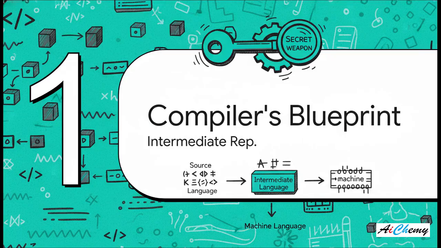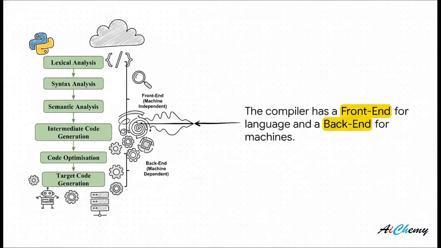This is where our master translator, the compiler, comes in with a brilliant strategy. It's a way to break this impossible problem down into much smaller, manageable pieces. See, instead of trying to go directly from a programming language all the way to a specific machine, it introduces a really clever middle step. Think of the compiler's job as being split right in two. You have the front end, which is totally machine independent. Its only job is to understand the programming language, like Python. Then you have the back end, which is language independent. Its job is to write code for a specific type of machine. And the bridge that connects these two halves, that's our crucial middle step, intermediate code generation.